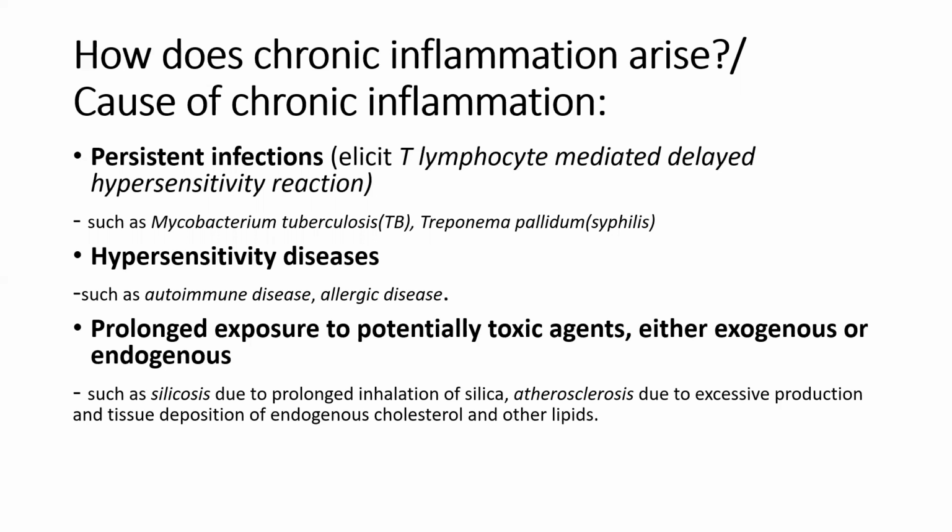Hypersensitivity diseases such as autoimmune disease and allergic disease, and prolonged exposure to potentially toxic agents, either exogenous or endogenous, such as silicosis. Silicosis is an exogenous cause that may induce chronic inflammation. Silicosis is due to the prolonged inhalation of silica dust. An endogenous example is atherosclerosis, due to the excessive production and tissue deposition of endogenous cholesterol and other lipids.